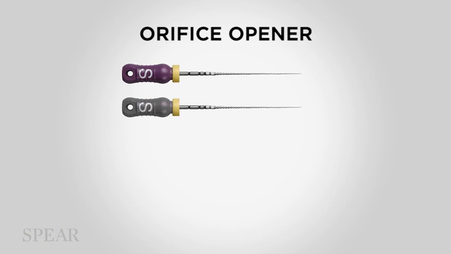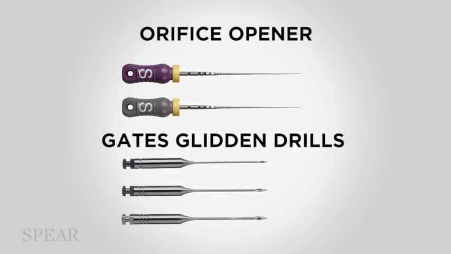Some people prefer to use Gates Gliddens. Those are great too. I used to use Gates Gliddens, but then orifice openers came along, and it's basically putting 3 or 4 Gates Gliddens onto one instrument, and that makes an orifice opener. Exactly. So it's a lot more efficient to use an orifice opener rather than a Gates Glidden, and it doesn't give you that parallel look, and gives you a better taper.